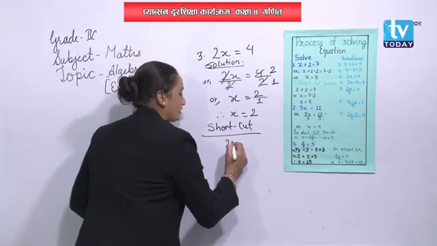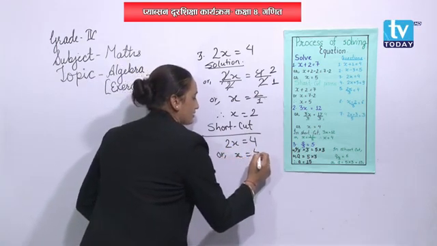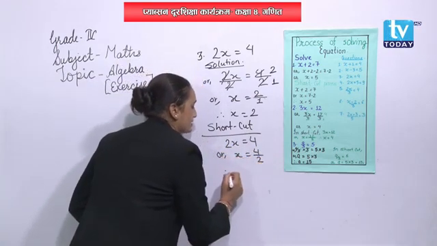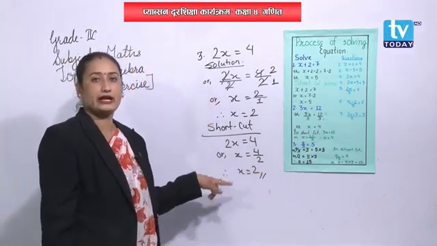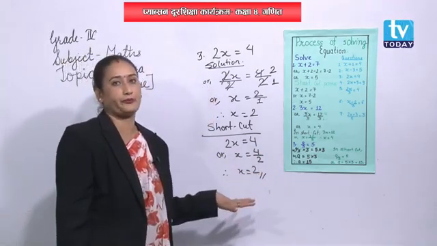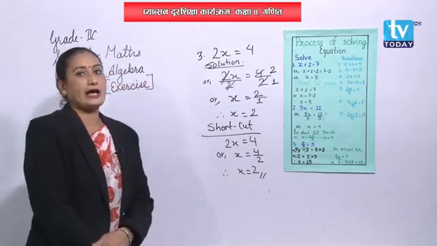So, here 2x equals 4, or you can directly write it: 4 divided by 2, then the answer will be 2. Okay? We can write it directly as well. This is your answer.